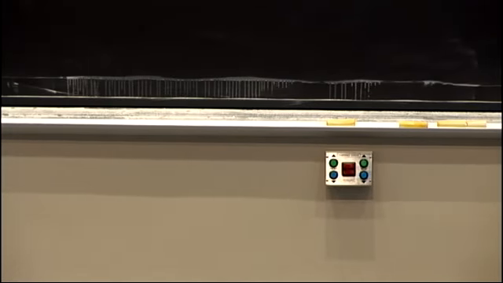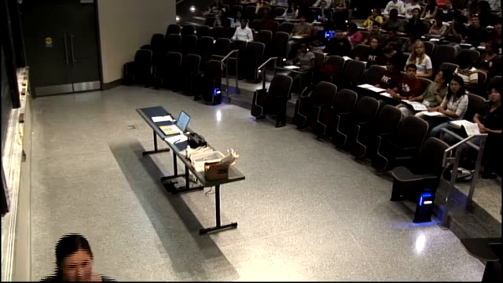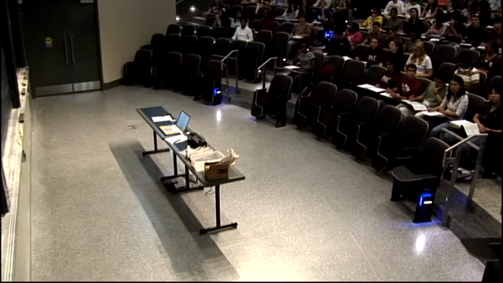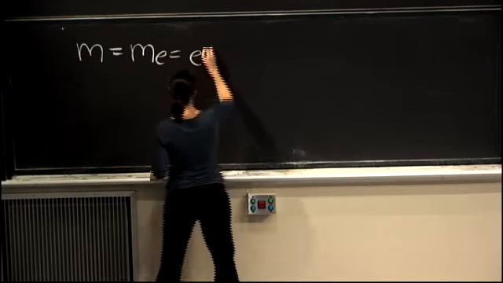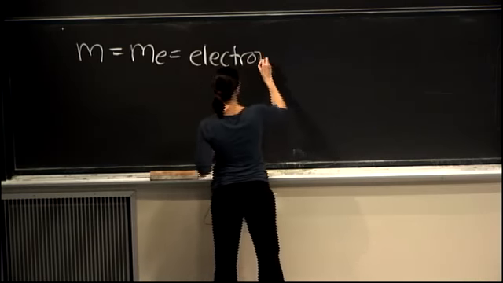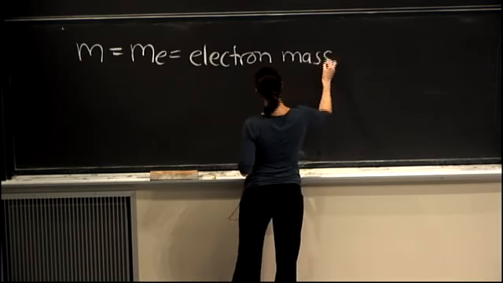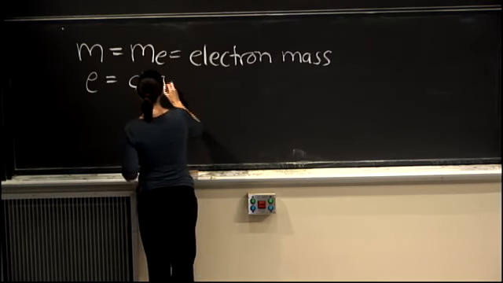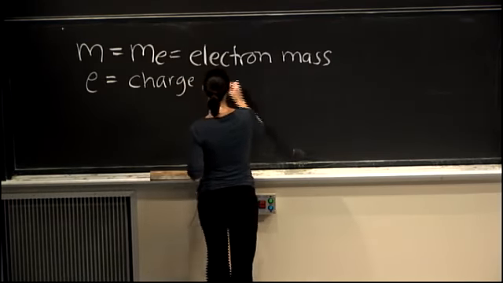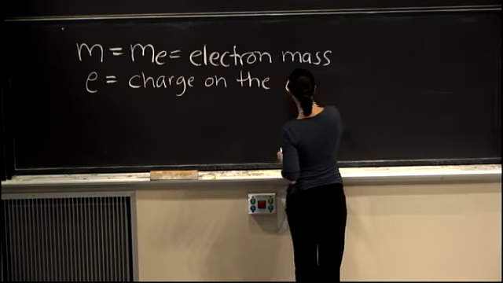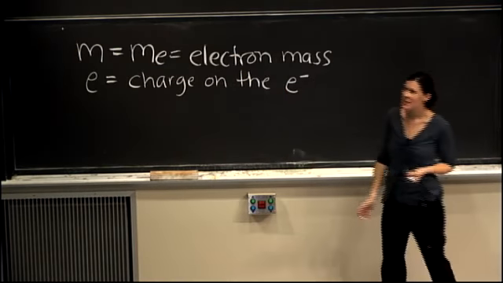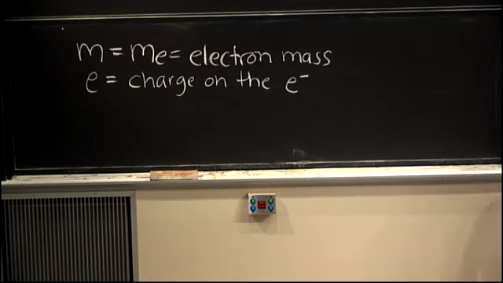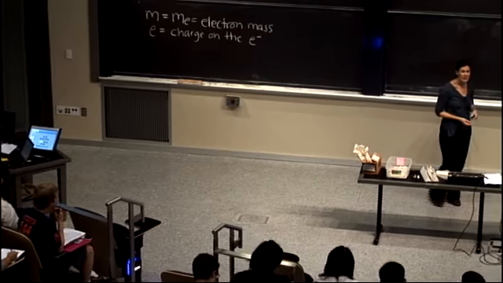So let's go ahead and define our variables here. They should be familiar to us. We have the mass. First of all, m is equal to me, so that's the electron mass. We also have E, which is going to be the charge on the electron. In addition to that, we have that epsilon naught value. Remember, that's the permittivity constant in a vacuum.